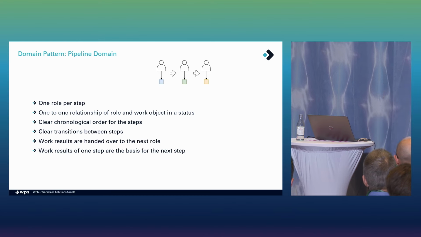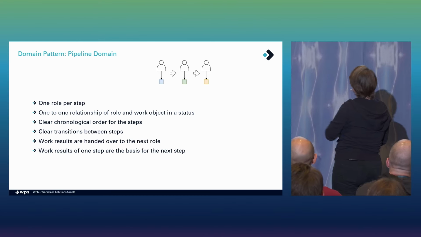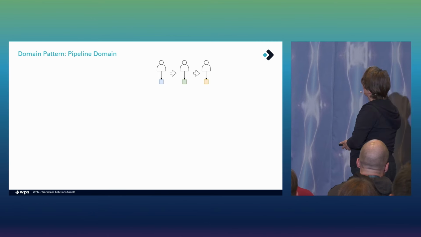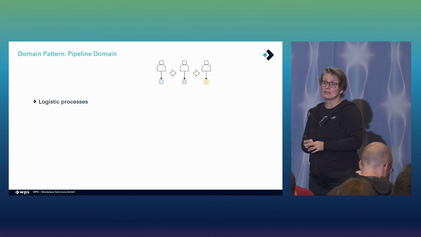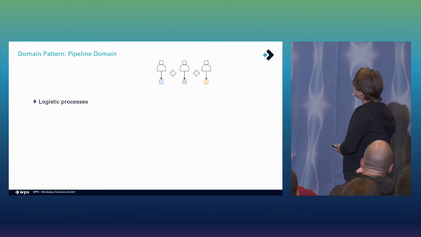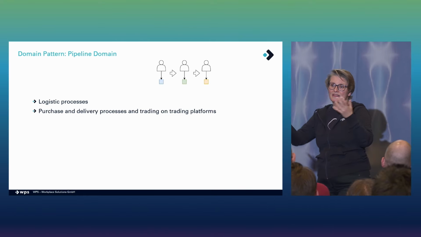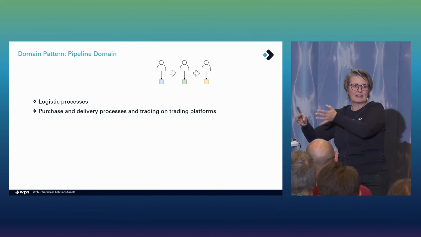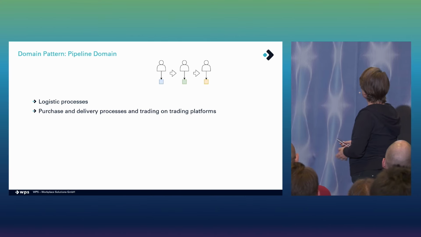This is easy to transform. The work result of one step is the basis for the next step. I will give you some examples for the pipeline domain. I already mentioned logistic processes. If you purchase on Amazon or some other platform, it's the same. There are clear steps and results. It works like that.